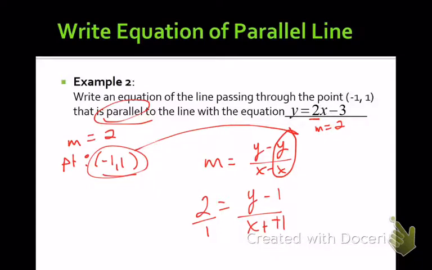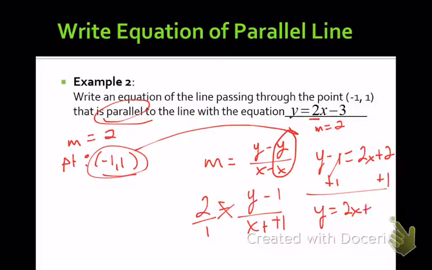So make this a plus. We're going to cross multiply. We get y minus 1 is equal to, distribute that 2 times x is 2x, 2 times 1 is 2. Now we're going to add 1 to both sides. And we get y equals 2x plus 3. And so that's the equation of our line. That's going to be parallel to the line given to us.